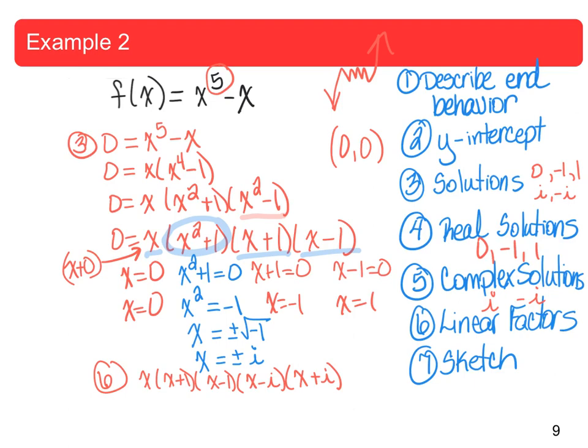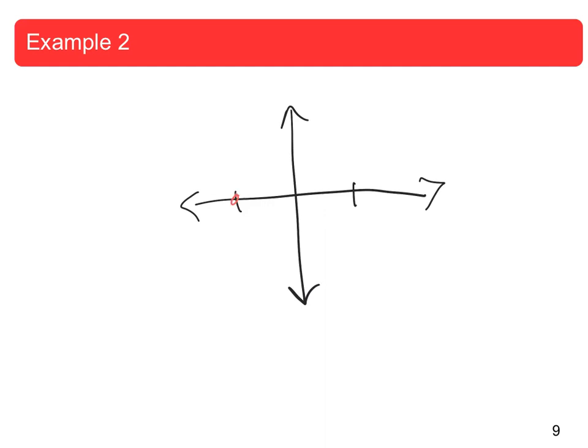Thank you. Okay, let's sketch this thing. Okay, here we go. What are my x-intercepts? Good. -1, 0, and 1. What's my y-intercept? 0. Okay.